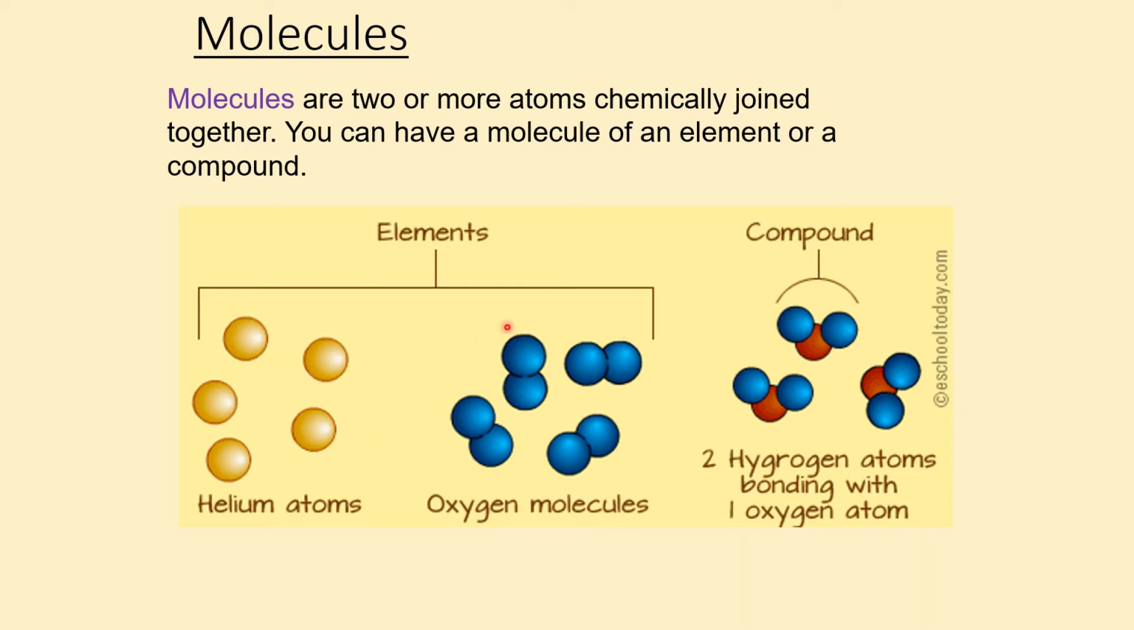Over here, we've got molecules of an element. So we've got atoms of oxygen, but they're joined together in pairs. They're chemically joined together, so these are molecules. But they're all the same type of atoms, they're molecules of an element. Whereas over here, we've got molecules of a compound because they're chemically joined together, so that makes them a molecule, but they're different types of atoms, so therefore they're a compound. We've got, in this case, 1 hydrogen and 2 oxygen, so we've got the compound water.